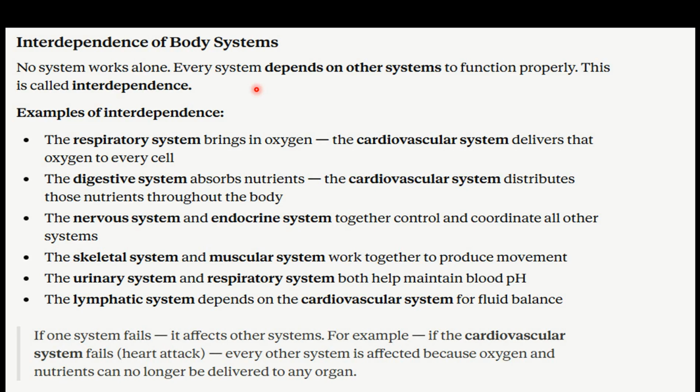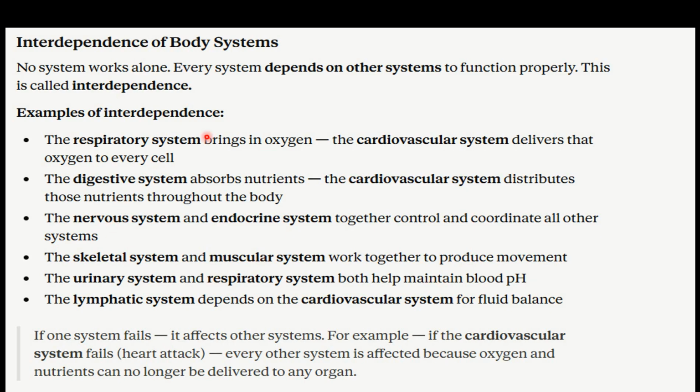Example: the respiratory system brings in oxygen, the cardiovascular system delivers that oxygen to every cell, then the digestive system absorbs nutrition, the cardiovascular system distributes those nutrients throughout the body, then we have nervous system and endocrine system together to control and coordinate all the systems. Skeletal system and muscle system work together to produce movement. Urinary system and respiratory system both help maintain blood pH. Lymphatic system depends on cardiovascular system for fluid balance.